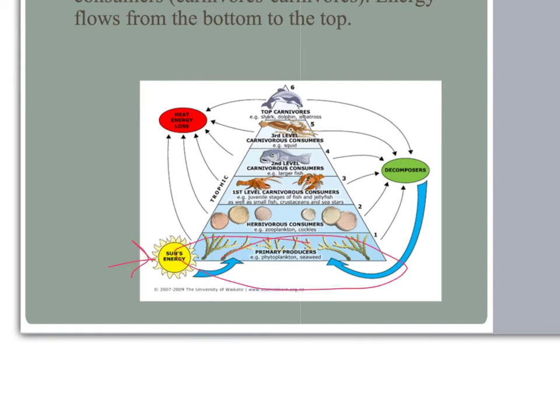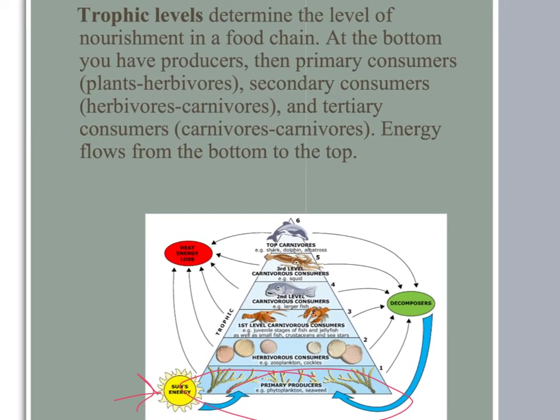This has the most energy. Then we have some different consumers. Primary consumers are herbivores, meaning they only eat plants. Secondary consumers are carnivores that eat herbivores. And tertiary consumers are carnivores that eat carnivores. We are considered tertiary consumers. We're the tippy top of the food chain. But that does mean that we get the least amount of energy from our food, because energy flows from the bottom to the top.